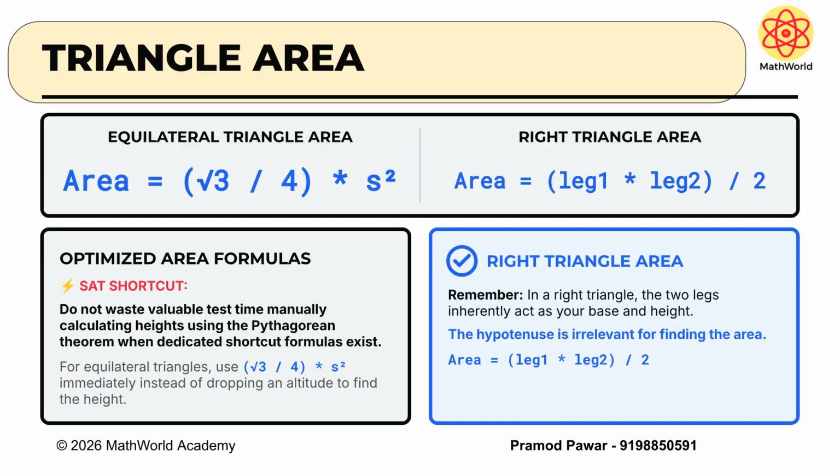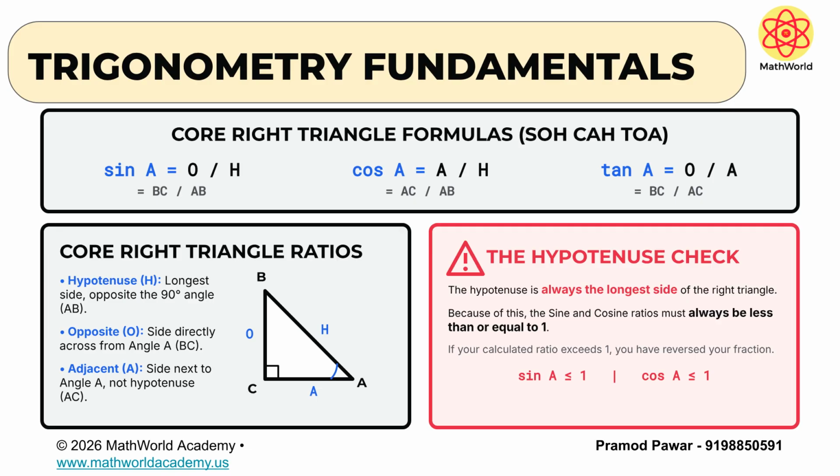So the most efficient formula for the area of a right triangle is simply leg 1 times leg 2 divided by 2. All right, next let's talk about SOHCAHTOA. The basic definitions are right here on the slide, but the SAT really wants to test your understanding of the ratios involved, and they love to tie SOHCAHTOA directly into triangle similarity.